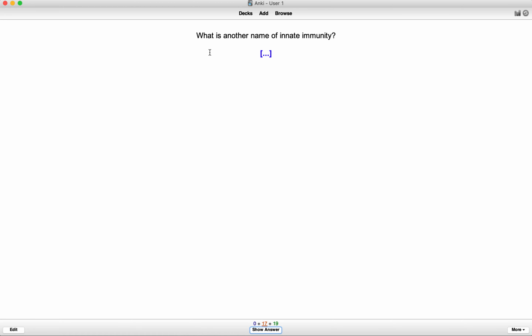Innate immunity, adaptive, non-specific immunity. That was kind of hard, but whatever.